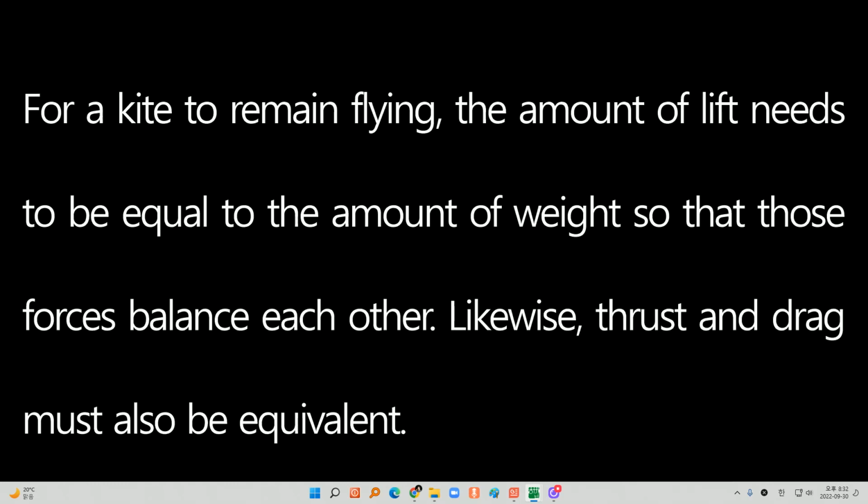For a kite to remain flying, the amount of lift needs to be equal to the amount of weight so that those forces balance each other. Likewise, thrust and drag must also be equivalent.